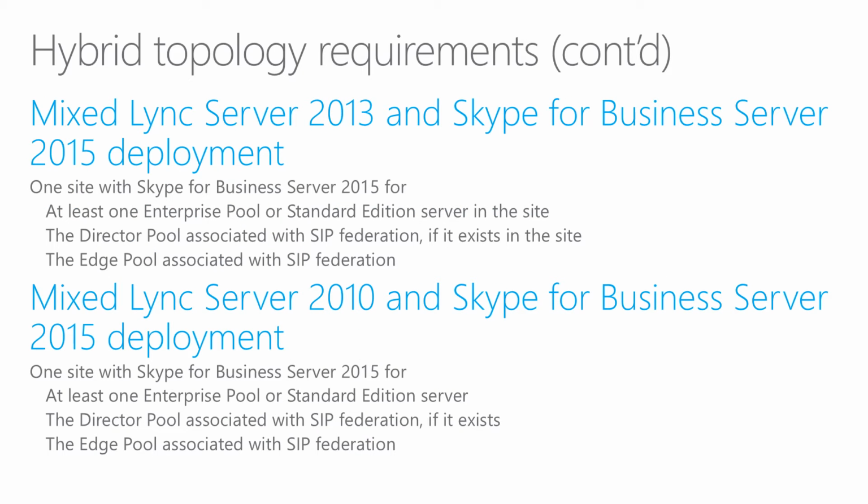on premises. If you look at mixed topology, you can have on premises a mixed Lync Server 2013 and Skype for Business Server 2015 deployment. And there you have some specific requirements: you will need one site with Skype for Business Server 2015, at least one enterprise pool or standard edition in this site. The director pool associated with SIP Federation must also be Skype for Business 2015, even if we basically deprecate the role of the director here. And also the edge pool associated with the SIP Federation.